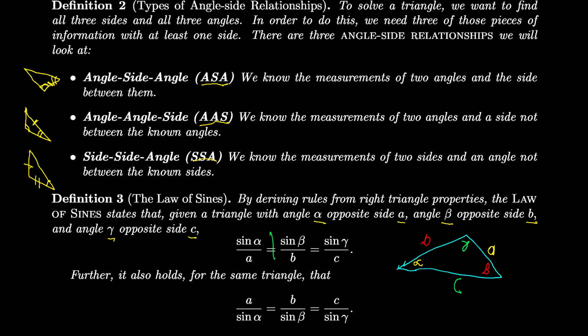Or you can basically just delete this middle part here, and you can read it as the sine of alpha over A equals the sine of gamma over C, because that's how the transitive property works. All right. For the exact same triangle, it also holds that you can flip each one of these, basically. So you can take each one of these and reciprocate them, and A over sine of alpha equals B over sine beta equals C over sine gamma.